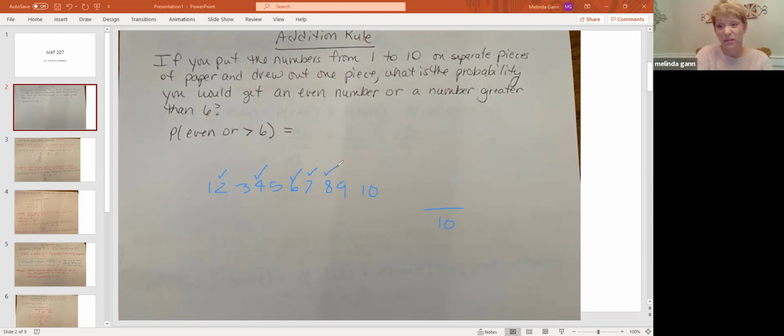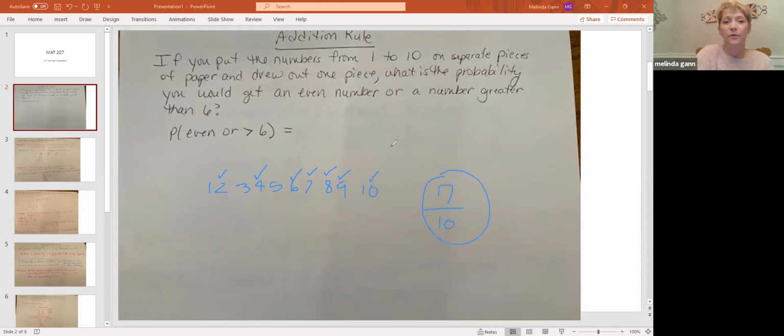I mean, it's even and bigger than 6. 9's still a winner because it's bigger than 6, and 10 would be a winner. So these are all the pieces of paper that I could pull out that would either be even or bigger than 6. So that's 1, 2, 3, 4, 5, 6, 7. So my answer would be 7 out of 10.